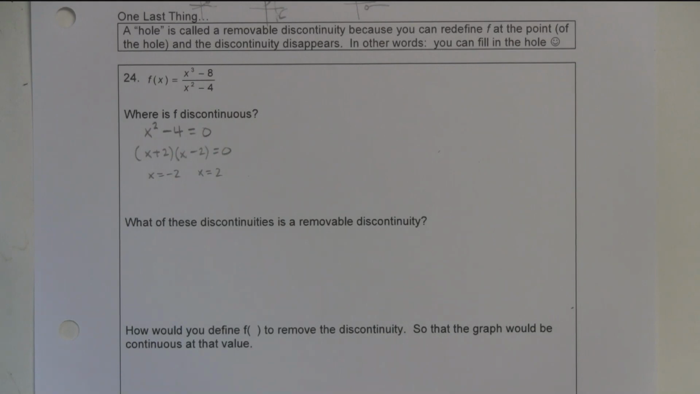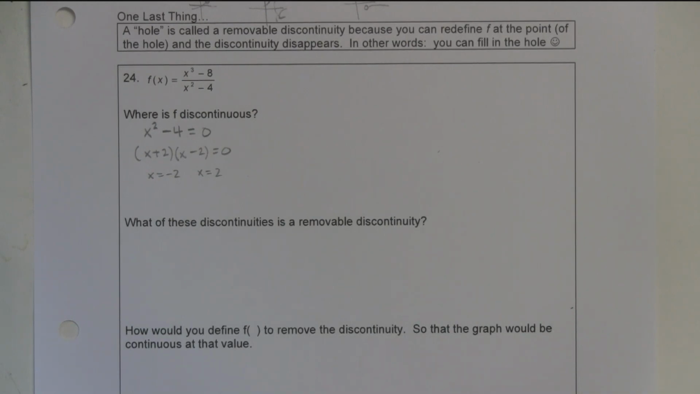In the next question, they're asking, I think I must type that, which of these discontinuities is a removable discontinuity? I think the book probably asked which of these discontinuities is a removable discontinuity. And how you can tell if it's a removable discontinuity is it has to be a little hole in the graph.